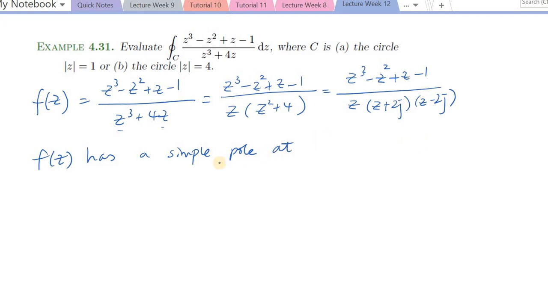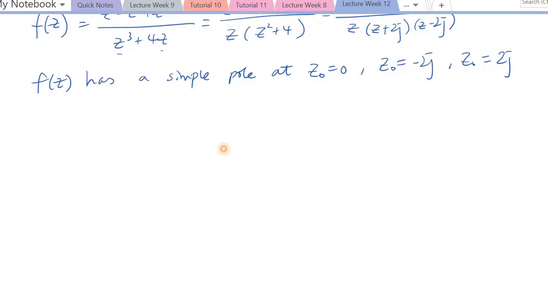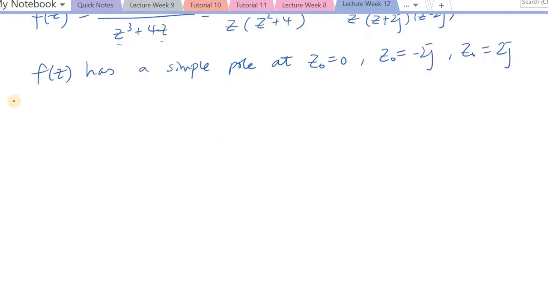So we have z0 equals 0, z0 equals -2j, as well as z0 equals 2j. So we have 3 singularities here. So we have to calculate the residue for each of them. Residue of f(z) at the first one, say z0 equals 0.